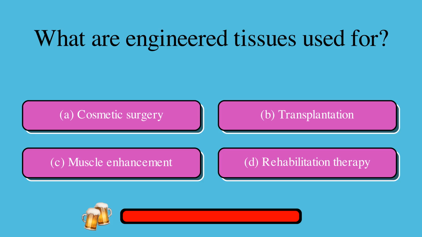What are engineered tissues used for? A. Cosmetic surgery, or B. Transplantation, or C. Muscle enhancement, or D. Rehabilitation therapy? The correct answer is B. Transplantation.